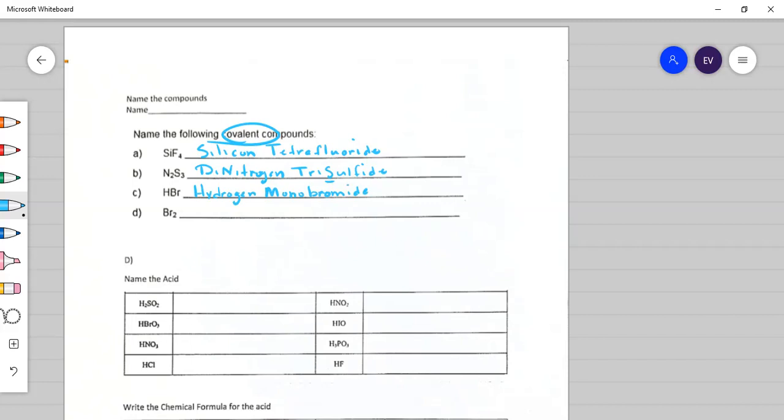The only one that gets exempt from the mono prefix is the first one because it's understood. Everything else, you must include the mono prefix, even if there's just one. Okay, and then this one is dibromide. Okay, so here you use prefixes to name compounds.